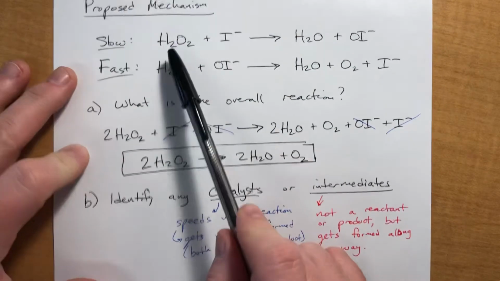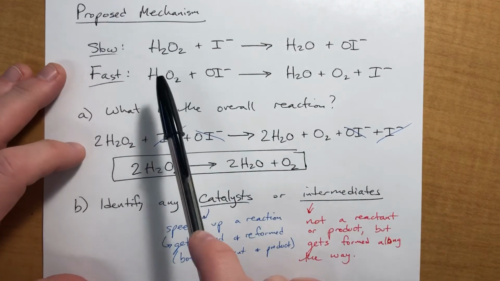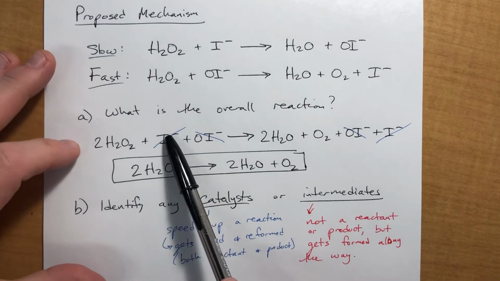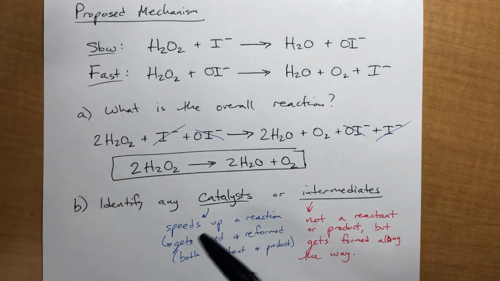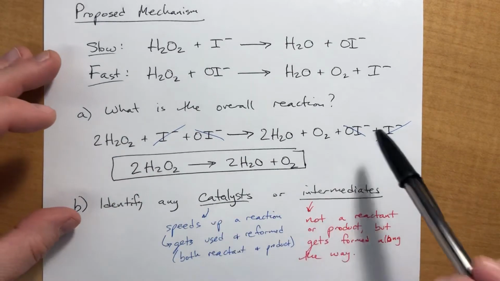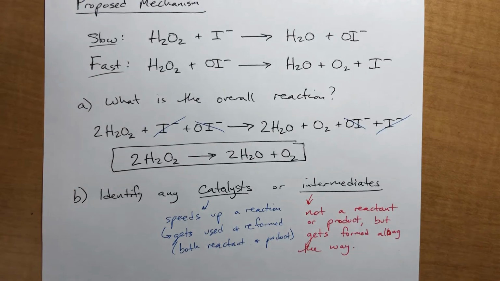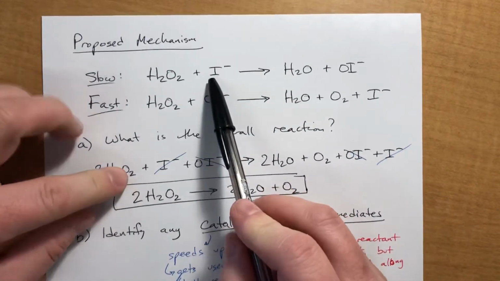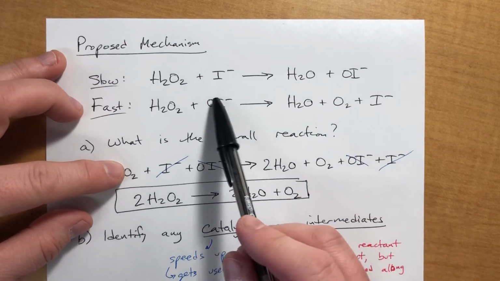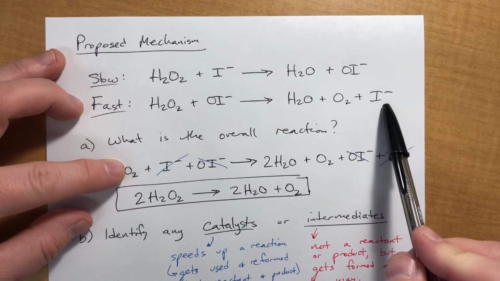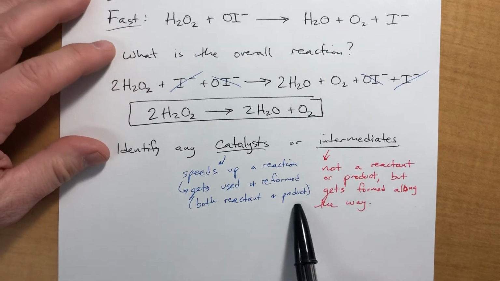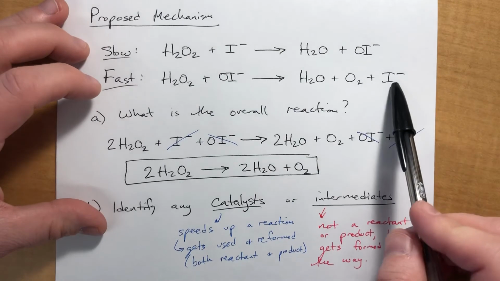So, if we look at this overall reaction, the options are either I minus or OI minus. They're either both catalysts, both intermediates, or one's a catalyst and one's an intermediate, but they're going to be one of these things. Anything that gets crossed out is one of these categories. So if we look at iodine, it was here in the beginning, it got used up to form OI minus, and then we get it back at the end. So that sounds like a catalyst to me. It's both a reactant and a product. It got used and then it was reformed at the end.